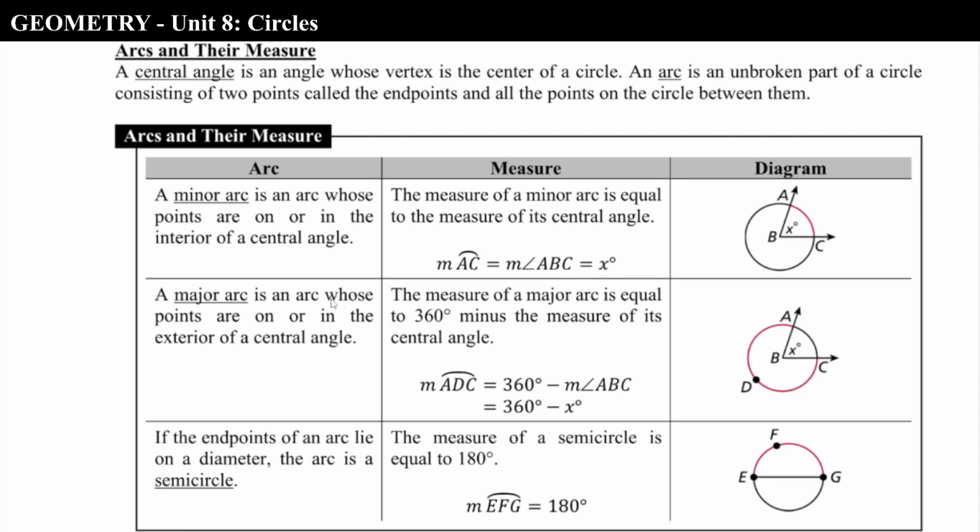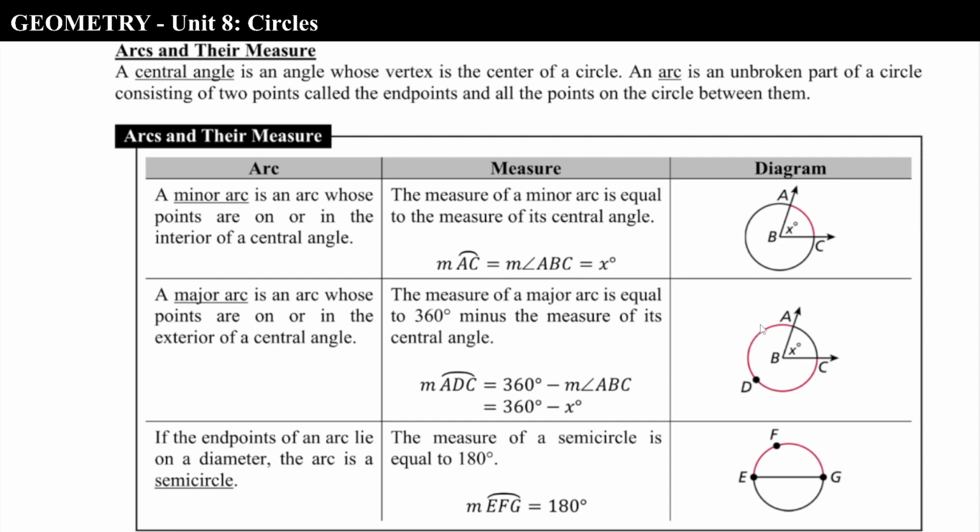Now a major arc is an arc whose points are on or in the exterior of the central angle. So the measure of a major arc is equal to 360 degrees minus the measure of the central angle. Okay, so here we have arc ADC. You have to use 3 letters to name this arc, because if we just named it arc AC, then the assumption would be that we're talking about this inside arc. So you have to use at least 3 letters to name a major arc.